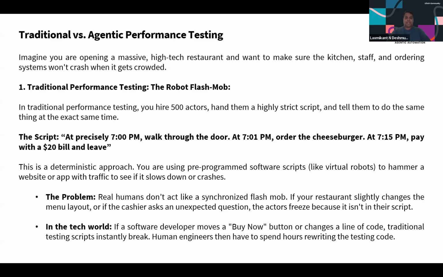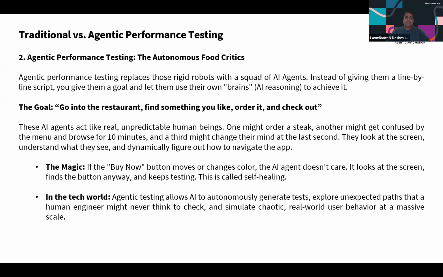You might have heard about the flash mob, right? That we have seen in the corporates also. But in restaurants or in any application, it's very dynamic. In agentic performance testing, it is basically about the goal: go to the restaurant, find something you like, order it, and check it out. So the users are behaving dynamically, even if the application changes, even if something changes from the UI.